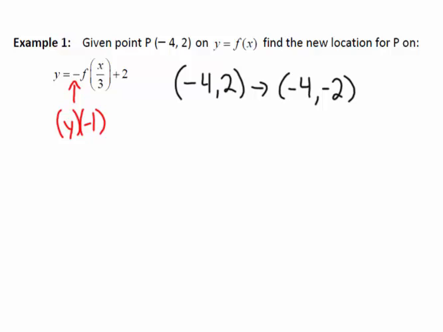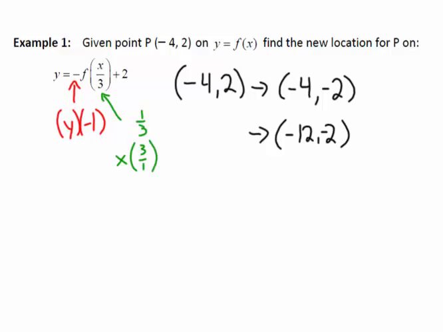Well, let's continue on. What does the next value? Well, inside the function there, we have the value 1/3. And that 1/3 inside the function is going to multiply the x-coordinate now by the reciprocal, 3/1. So really what we're doing is taking our x-coordinate and multiplying it by 3. That would change this -4 into a -12.